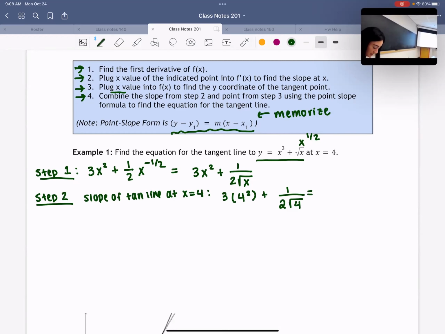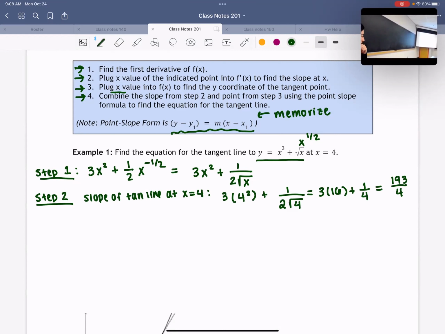Now let's see if I can do this in my head, but probably not. I'm going to cheat a little bit. 4 squared is 16. 2 times the square root of 4 is 4. So you can check me on this, but I think I'm getting 193/4.